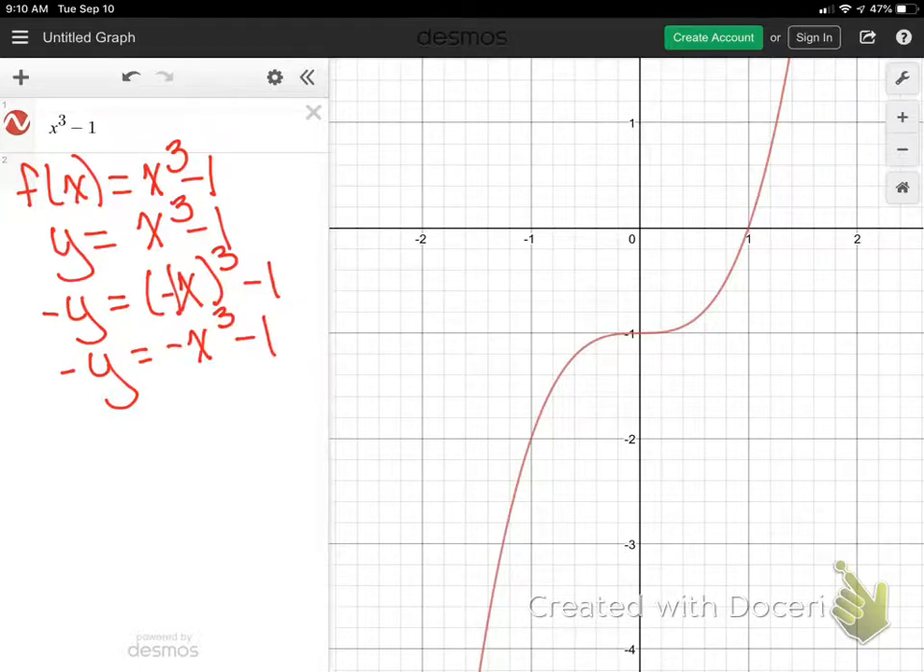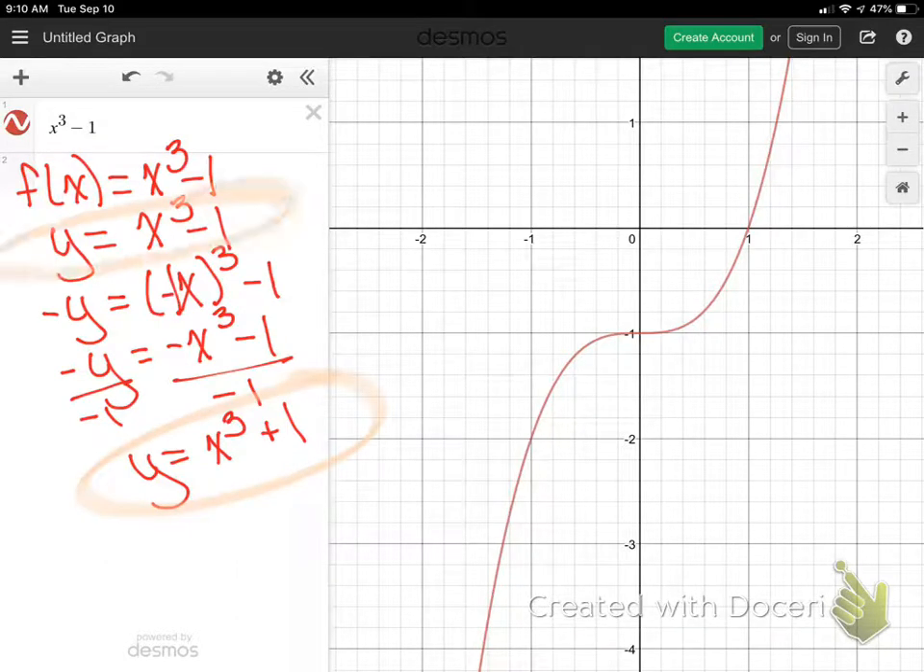Okay. My next step is to divide everything by negative 1. So I get x to the third plus 1. Is that the same thing? No. This is not an odd function. Even though it's got an odd exponent, it's not an odd function. Okay? Do you see the difference with that?